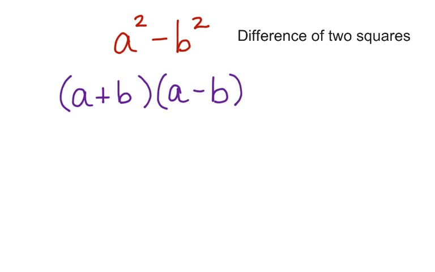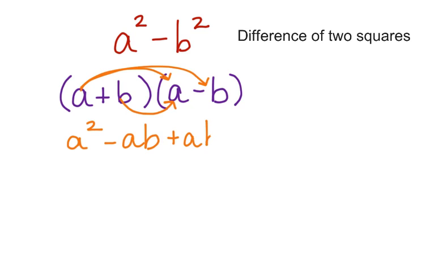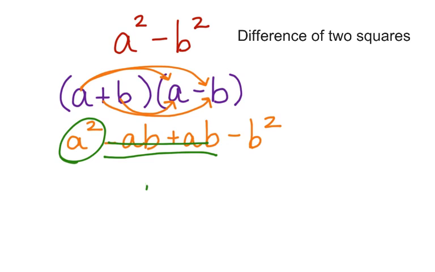Let's check it and make sure it works. A times a is a squared. A times a negative b is a negative ab. B times a is a positive ab. And positive b times negative b is a negative b squared. Now if you look at this term in the middle, they're going to cancel each other out. Negative ab plus a positive ab is going to cancel out. And we're left with a squared minus b squared.